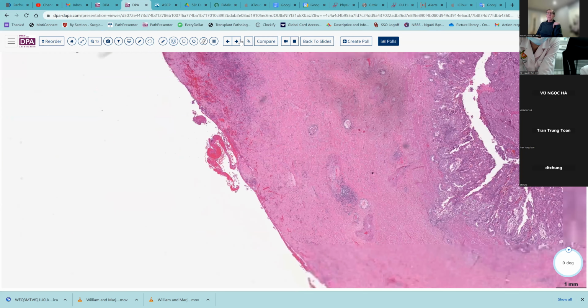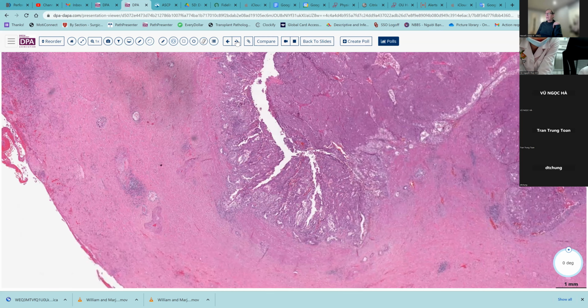So I'll show you a couple of the immunostains from this case. I believe I have them here.